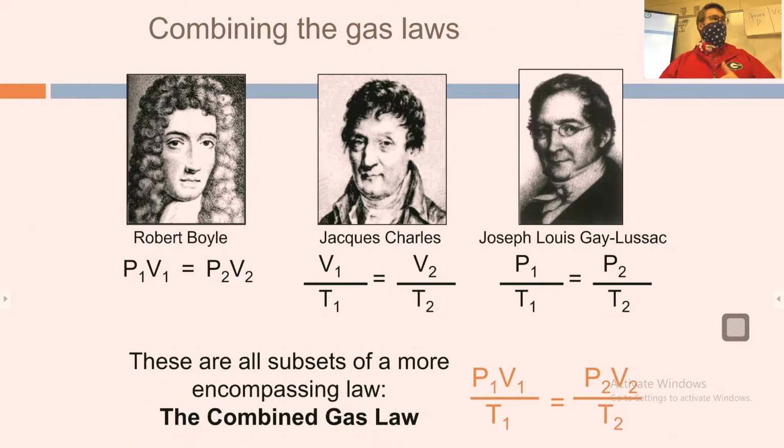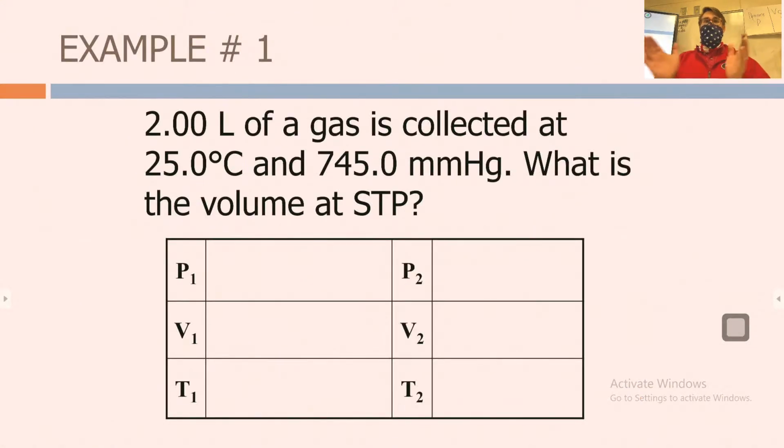Now, we're going to do a practice Dalton's law problem just to show you how simple and basic it is. But first, I want to introduce the combo gas law and do a practice problem. The hardest part is identifying the variables. We have to say what each variable is: pressure, volume, or temperature, 1 or 2.